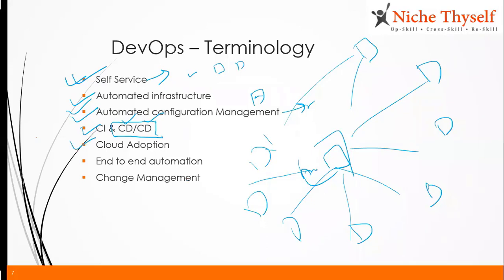Cloud adoption. Every company is going for cloud adoption. That is where architects are needed to migrate their data centers which are on premise and bring the entire data centers into the cloud. When we talk about DevOps, we are talking about end-to-end automation. We are talking about extreme automation, and we are also talking about change management. This is just a glimpse of terminology in terms of DevOps. There are a lot more.